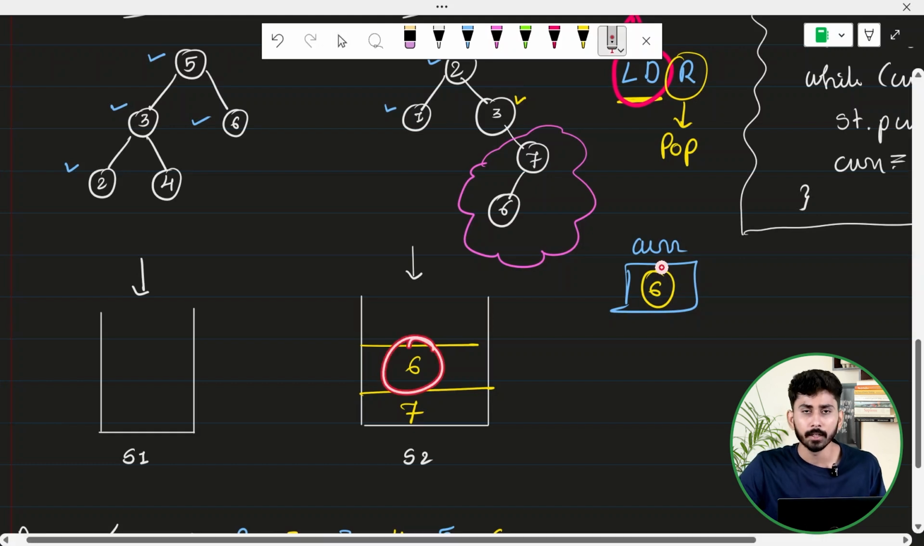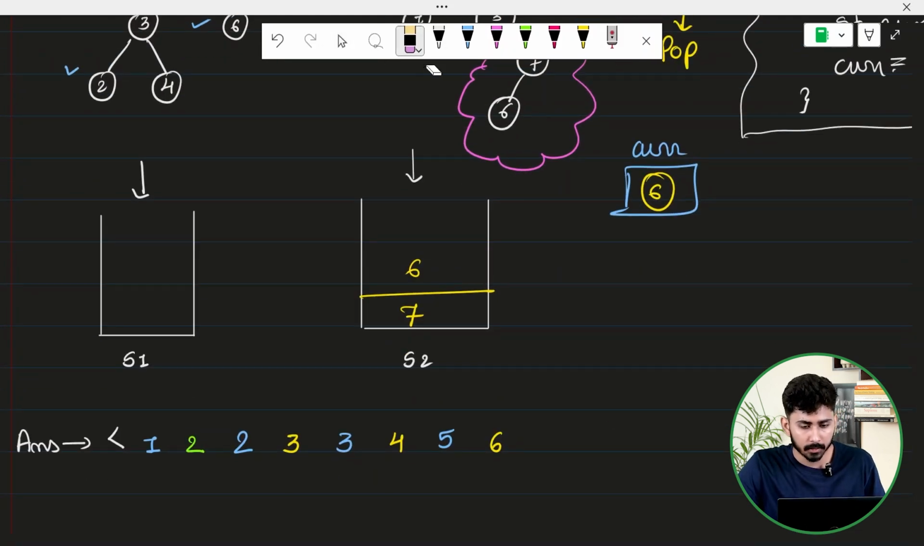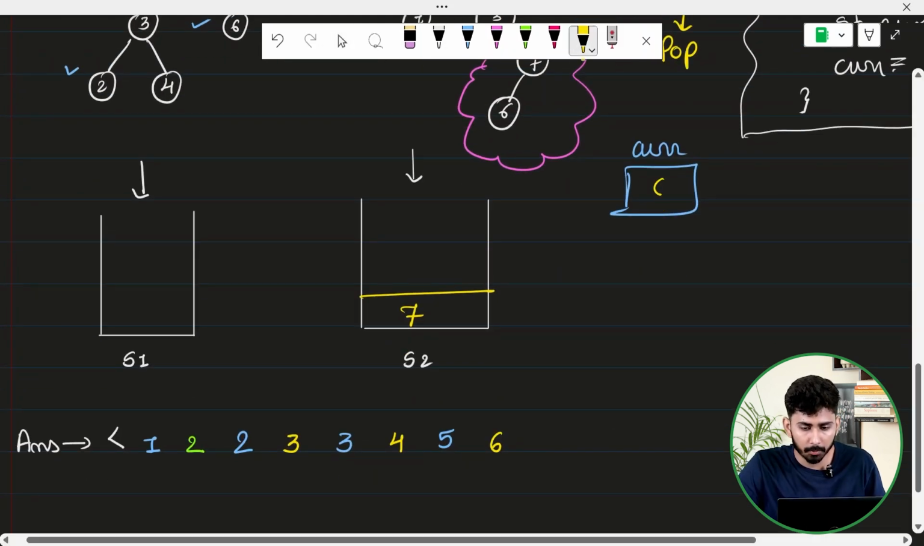So stack number 2 contains what? 6. So I'll remove this 6. I'll say the current node is 6 from BST2. I'll print it in the output. Now again, if you check the right subtree, it is not there.